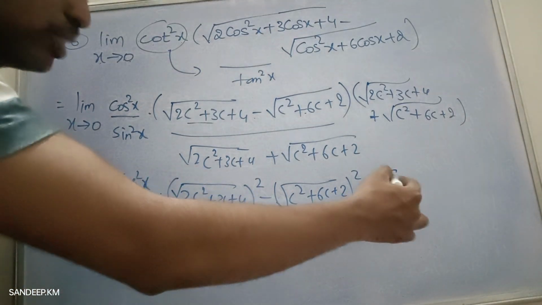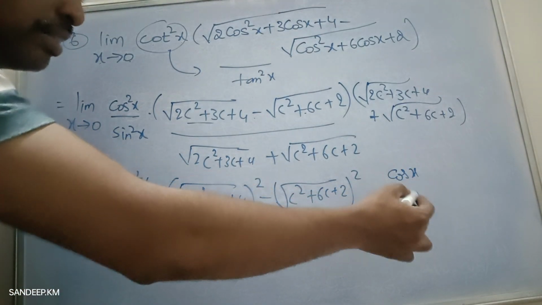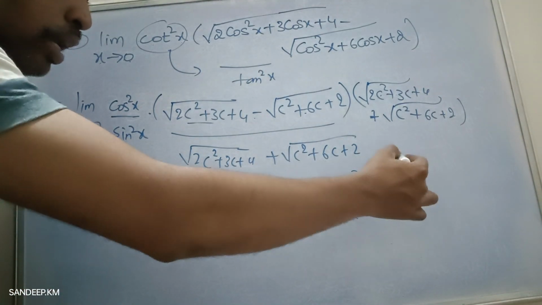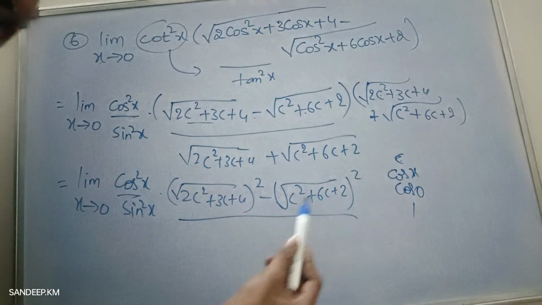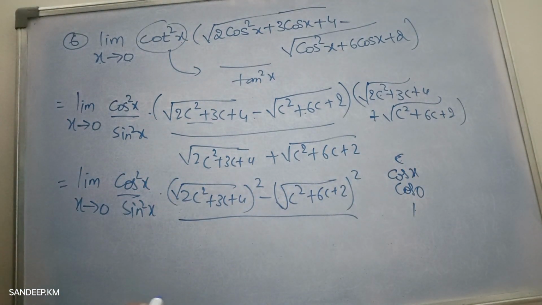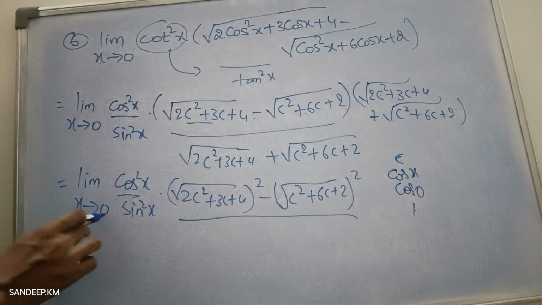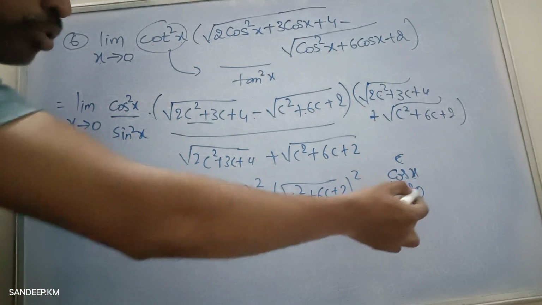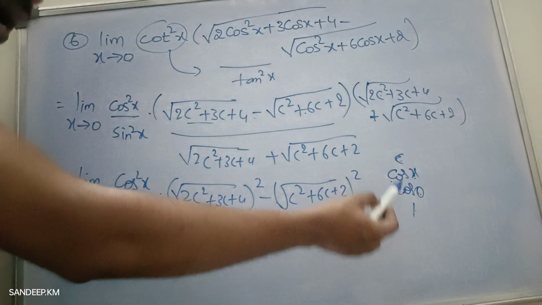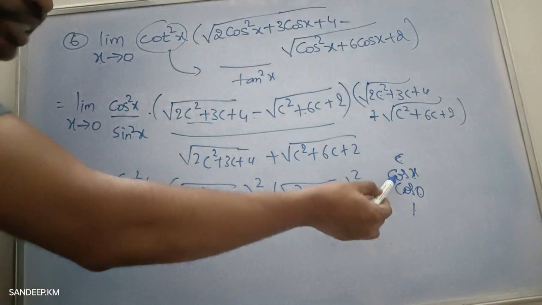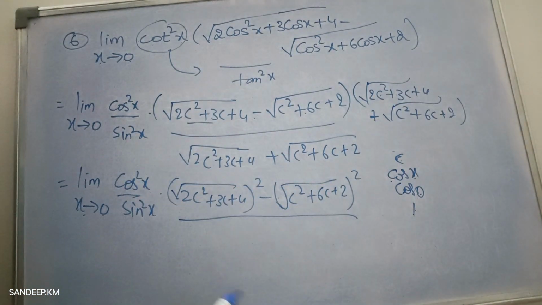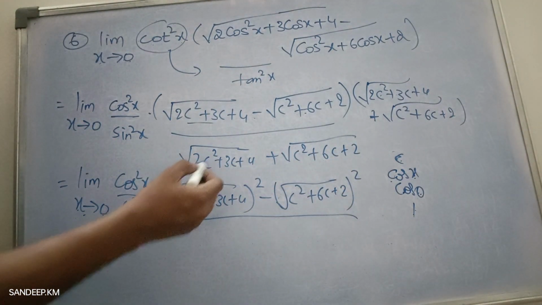C means cos x only, right? If I substitute x as 0, cos 0 is 1 only. I took c as cos x, correct or not? So c value becomes how much? 1. When x is approaching 0, cos x is approaching cos 0. Cos 0 is 1. And here, who is cos x? C. C is nothing but cos x only. So c is approaching 1. You can substitute in the denominator.